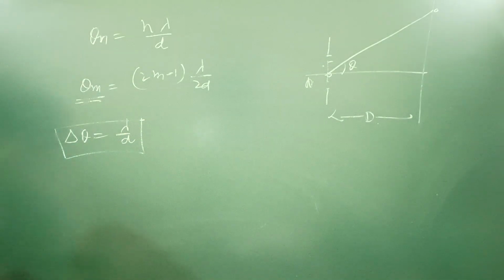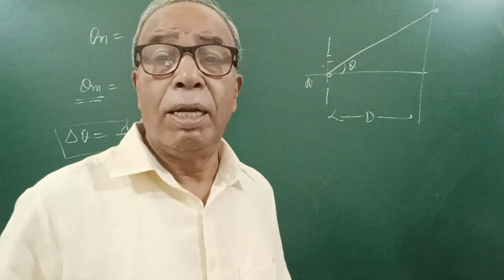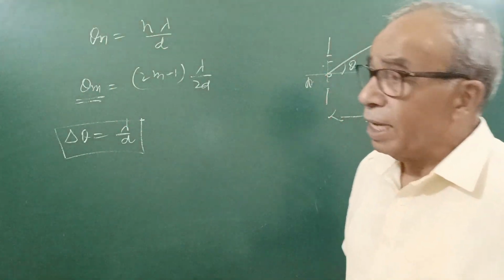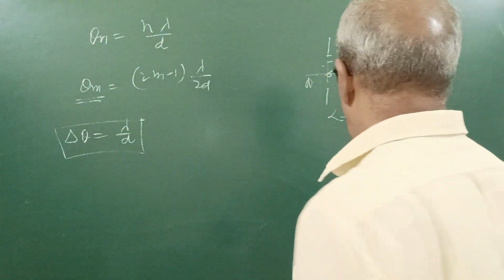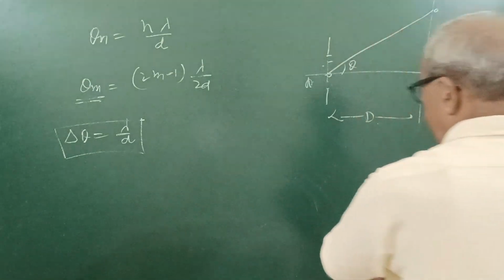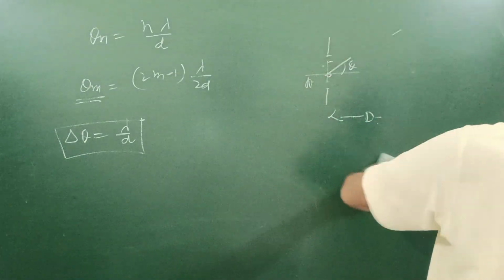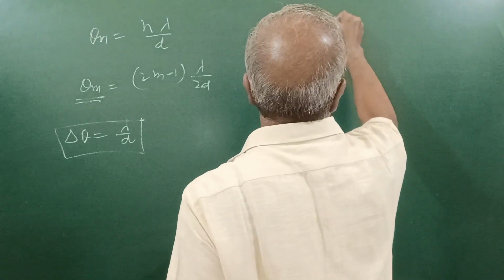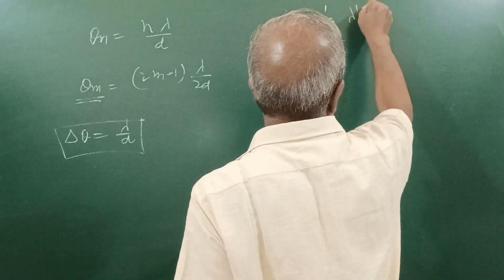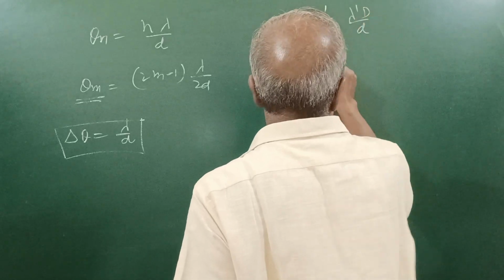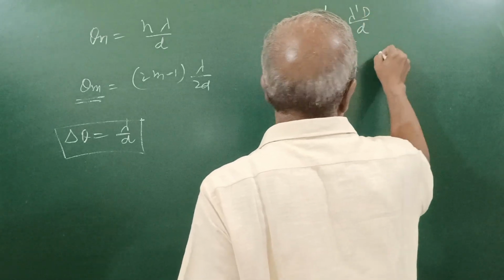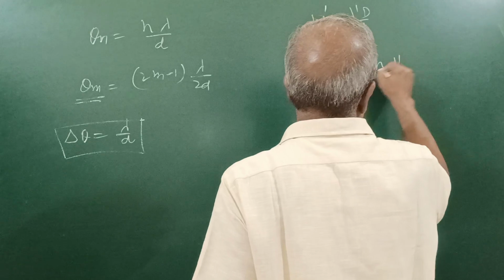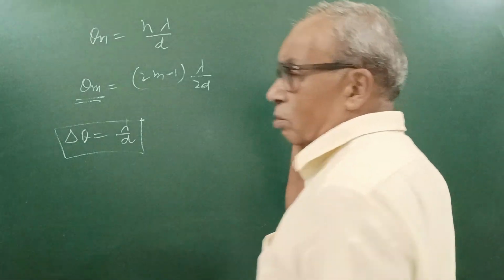Now, if the apparatus is dipped in a liquid of refractive index n, then you know the velocity of light changes, frequency does not change. Then fringe width will be lambda dash D upon d, and angular position theta n also lambda dash upon d, and so on.